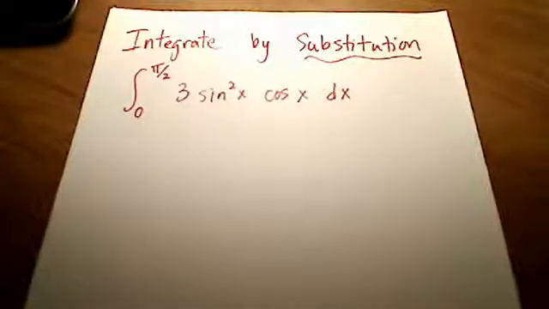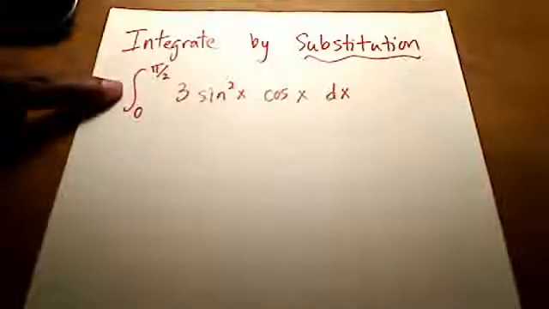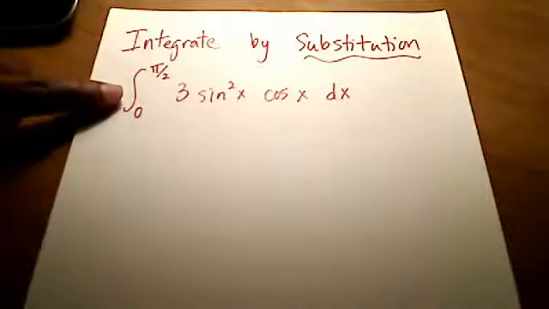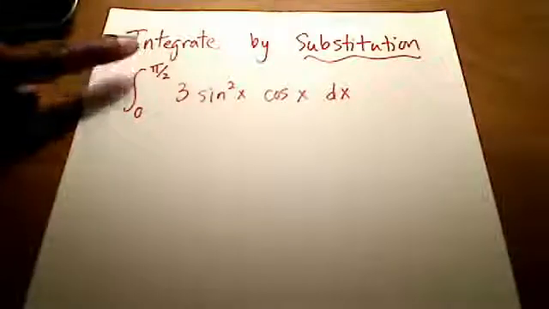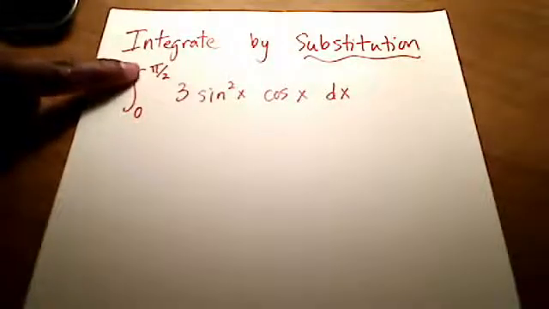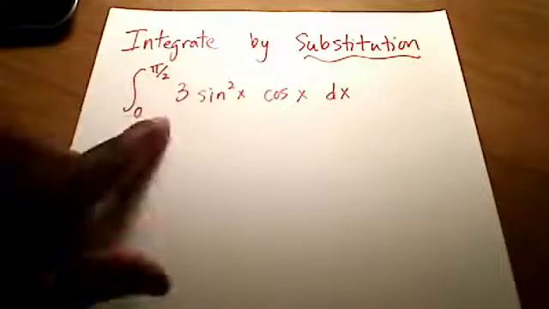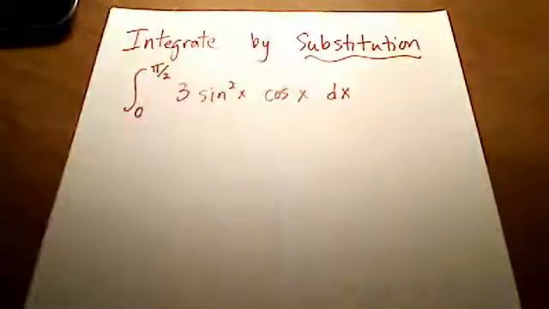Okay, in this problem here, we're going to integrate by substitution, and depending on time, I'm going to try to squeeze in two problems for you in this short video. The first one being, we want to integrate between 0 and pi over 2, 90 degrees, that's radians, right? Pi over 2 radians is 90 degrees, of this integrand with respect to x.